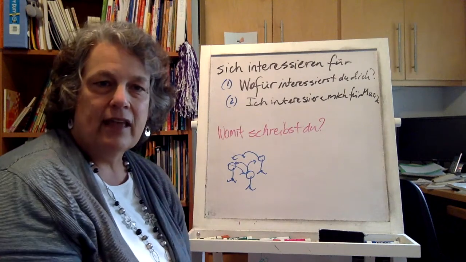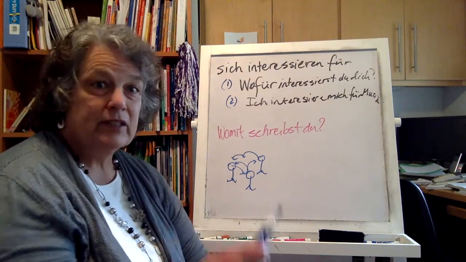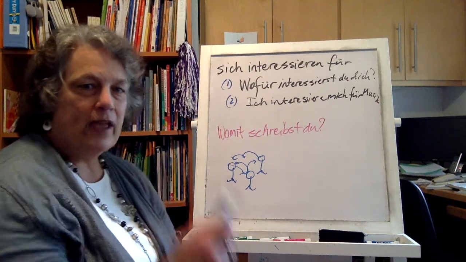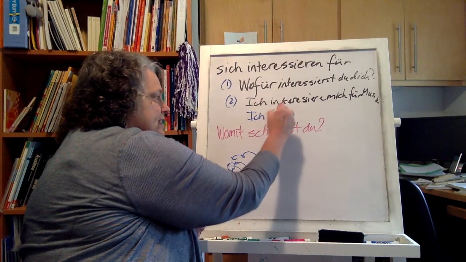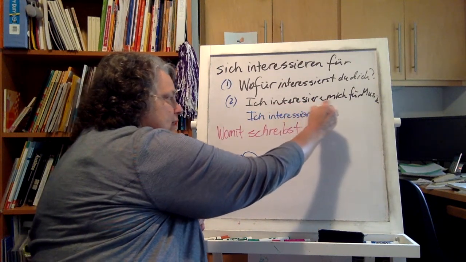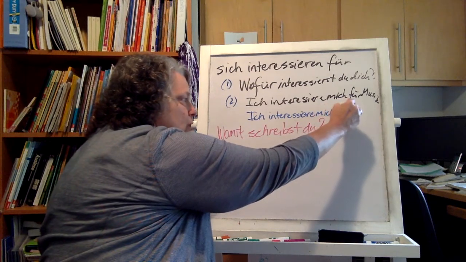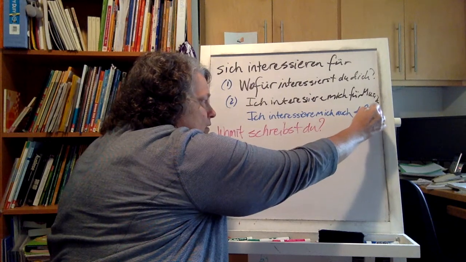So how do you say that? How do you say I'm also interested in that? Because you wouldn't say I'm also interested in music. So the way you do that is you say ich interessiere mich auch also dafür.